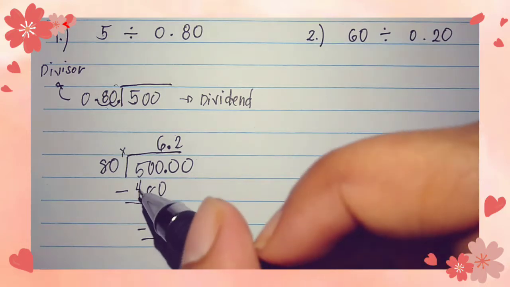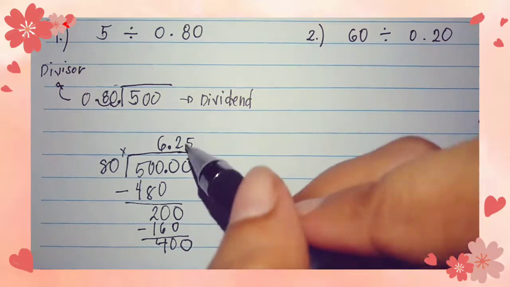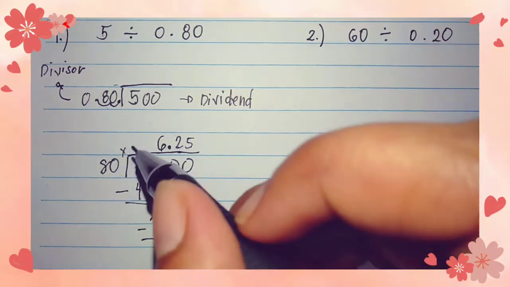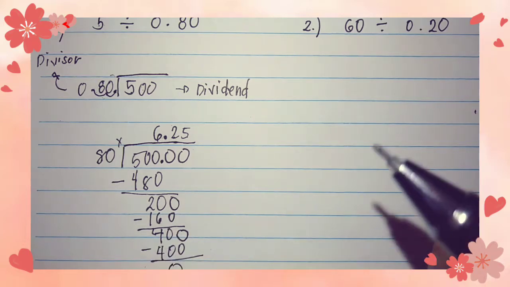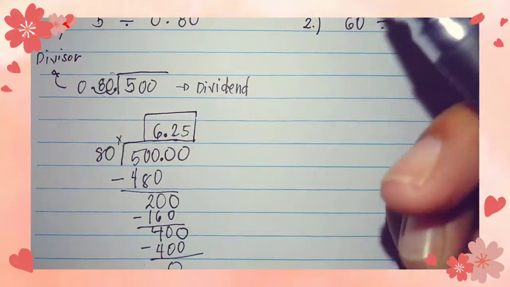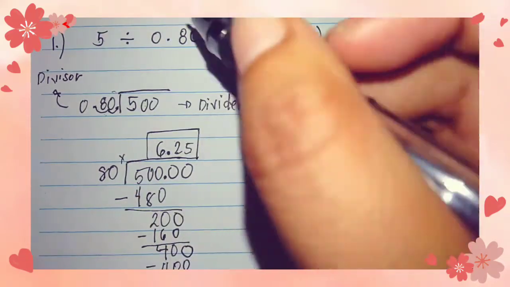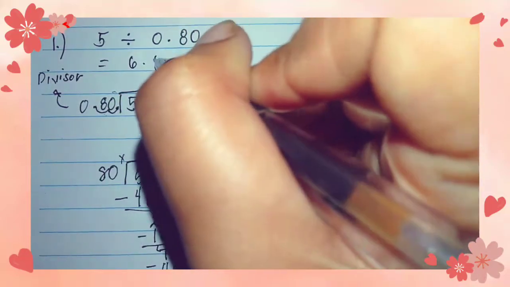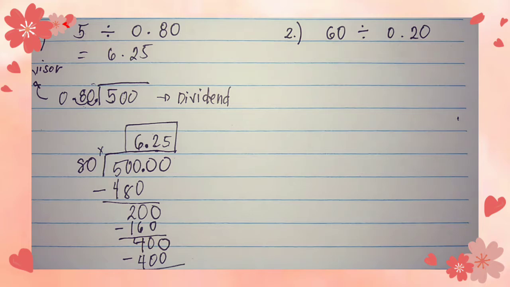So, 400 divided by 80 is equal to 5. Automatic yon. Kasi 5 times 80 is equal to 400. 400 minus 400 is equal to 0. And then, the answer is 6.25. So, we have 5 divided by 0.80 is equal to 6.25. So, ganun lang kasimple. Moving on to the next example, we have 60 divided by 0.20.